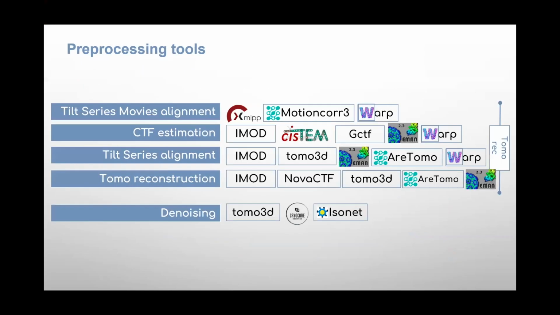Okay, so for the tilt series processing, this is the pipeline and the algorithms that we have. So we can align tilt series, estimate the CTF, and do tomogram reconstruction and denoising with all these algorithms. All of them in streaming except ISONET. So that is a typo.